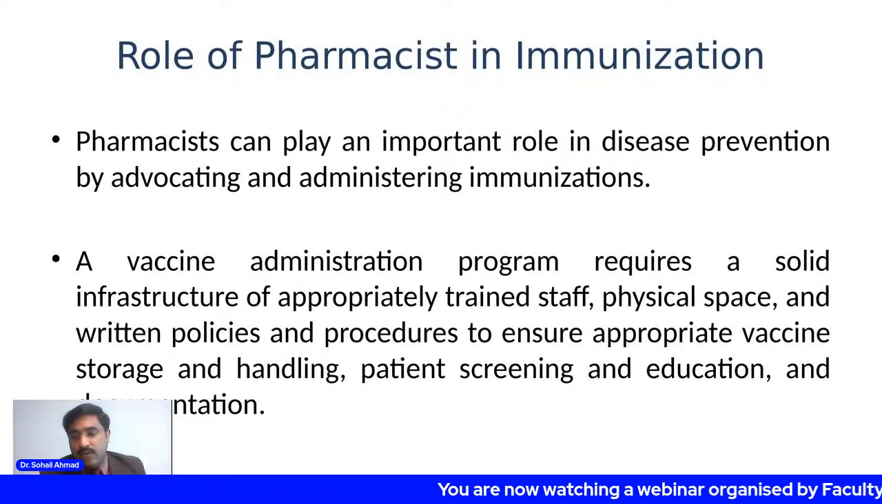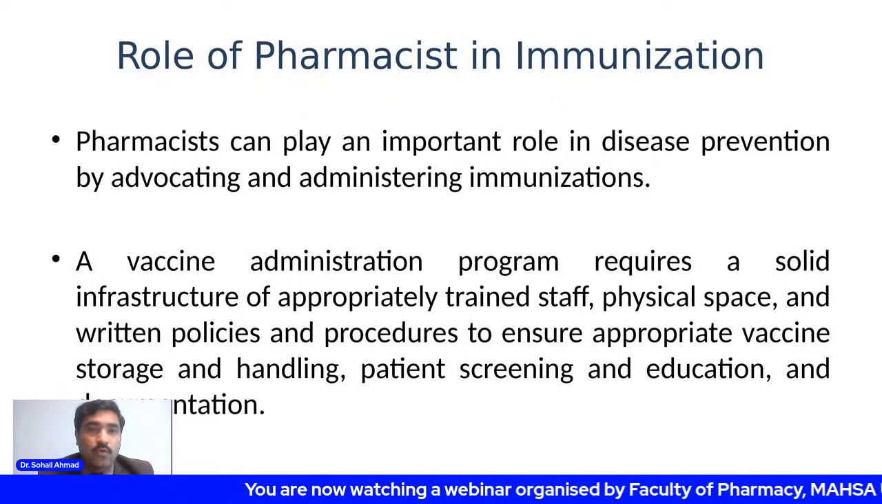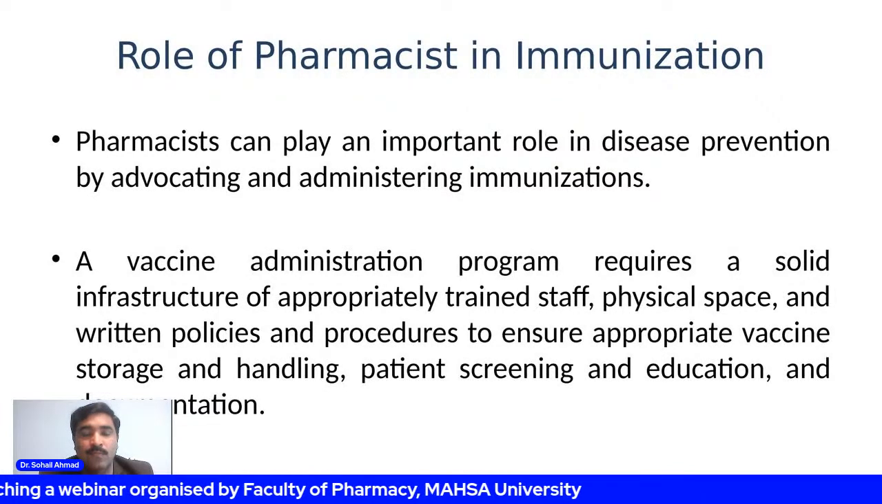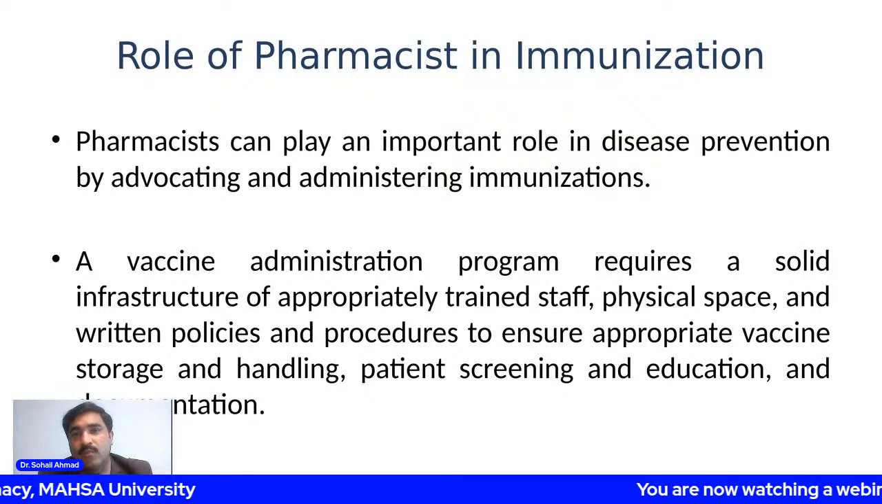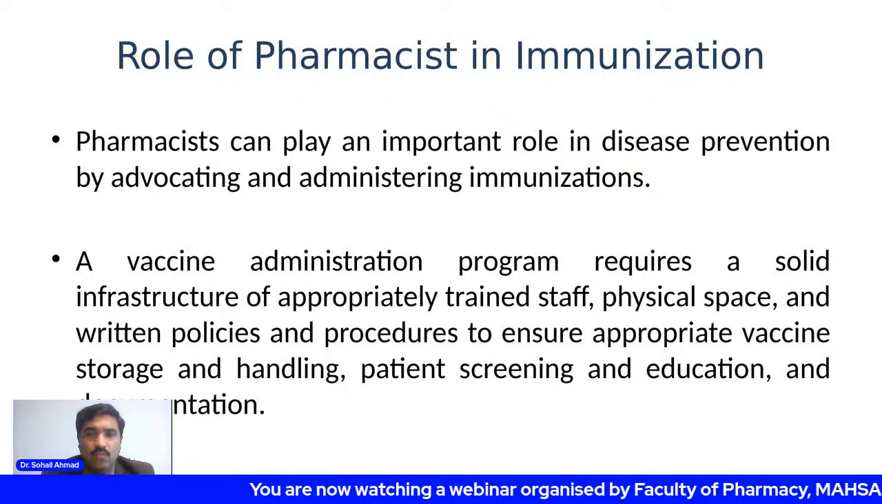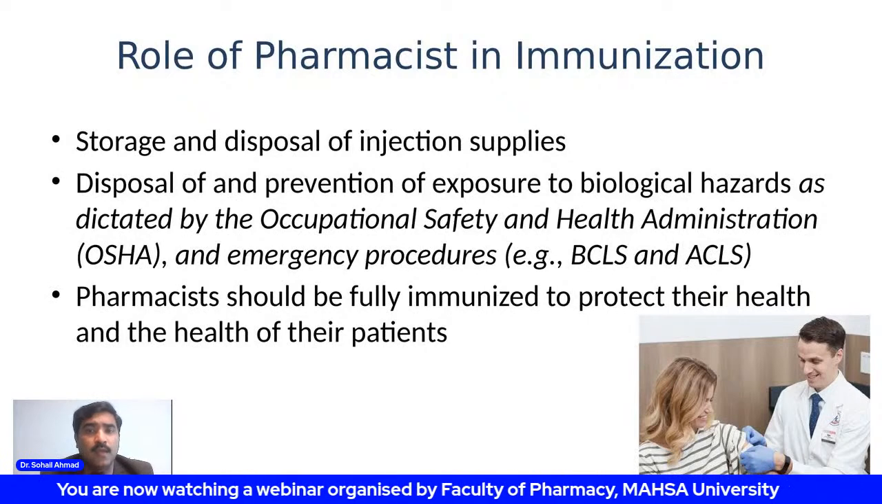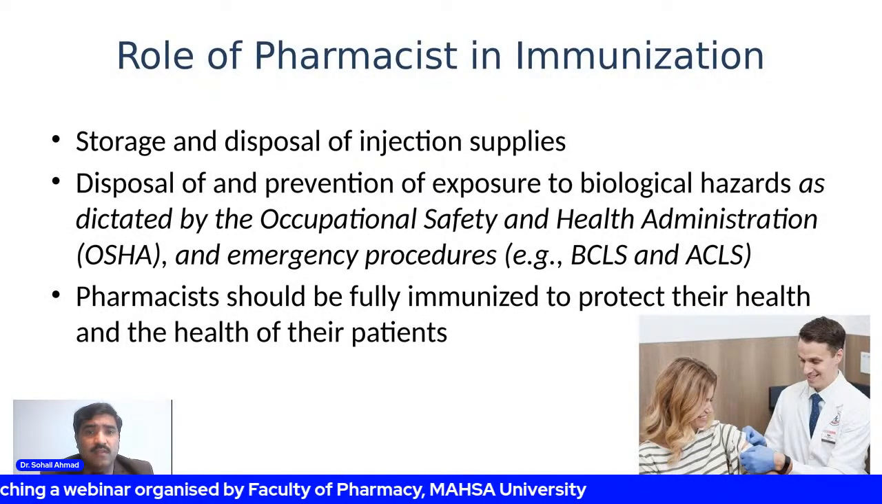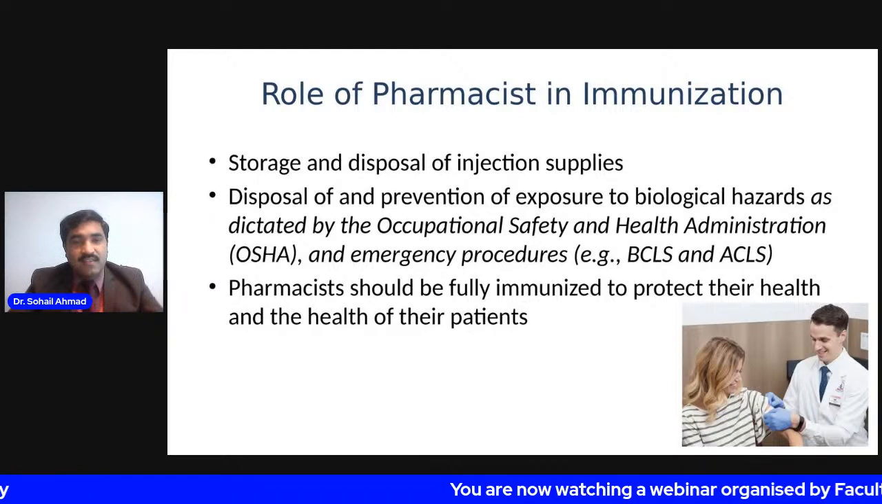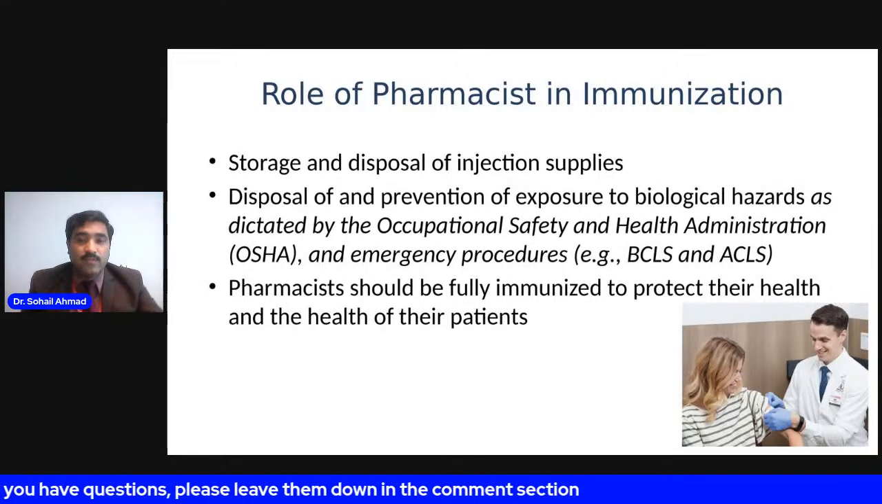And in the immunization program, especially during COVID-19, pharmacists were among the main players when it comes to carrying out the vaccination drive against COVID-19 in most of the countries. So storage and disposal of injection supplies, disposal of and prevention of exposure to biological hazards. And as I said, pharmacists should be fully immunized to protect their health and the health of their patients.